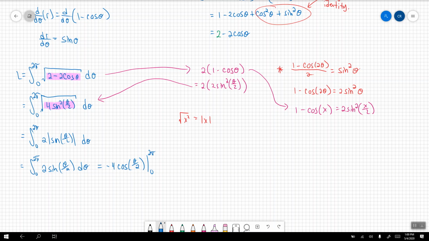Evaluate this from 0 to 2 pi. Let's see what we get. We should get just 8. So the arc length of this cardioid is 8 units.